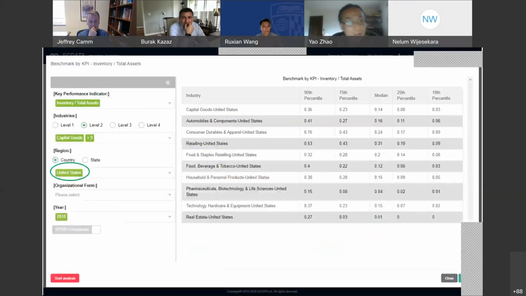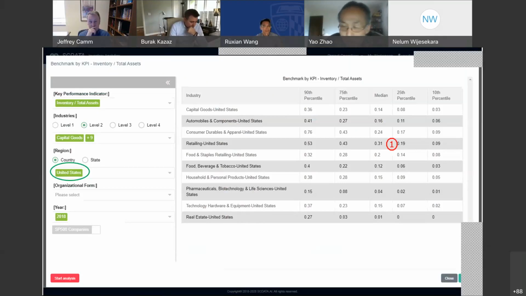Okay, now data analytics can also provide more comprehensive information. For example, rather than just the medians, we just look at the median for the United States in the year 2018, we see that retailing has 31% of inventories in total assets. But the worst case, which is the 90th percentile you see here, is about 53%, which is a lot. More than half of the assets in inventory.